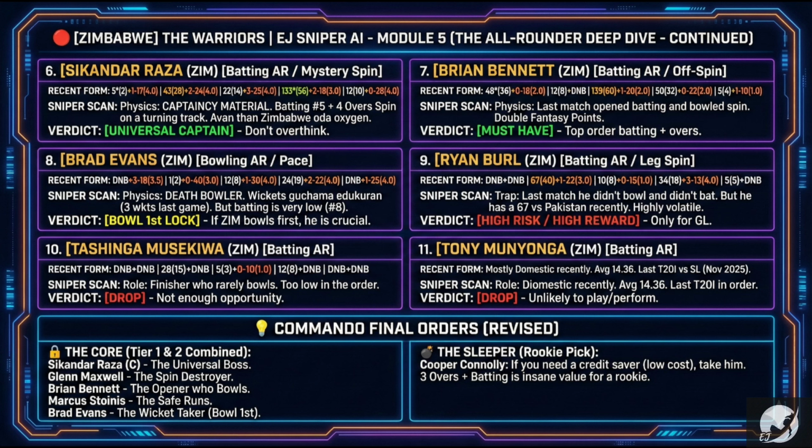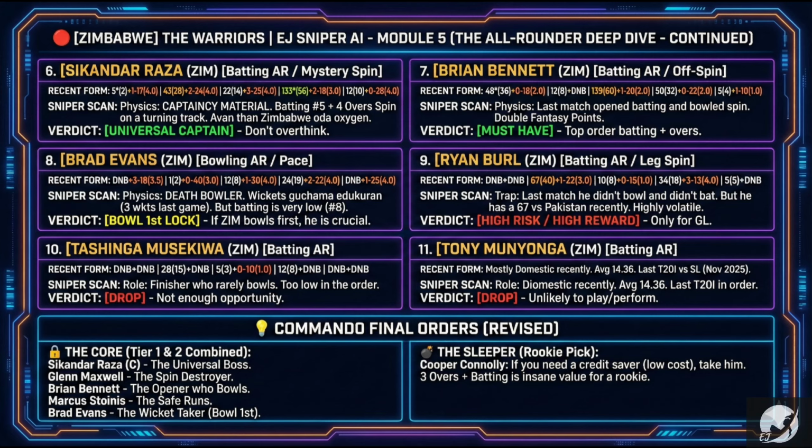If Zimbabwe bowls first, he is a lock. He operates in the death overs. He buys wickets with cheap slower balls. But be careful with Ryan Burrell. The data flags him as a trap. High risk, high reward. Only use him if you are desperate for a differential.